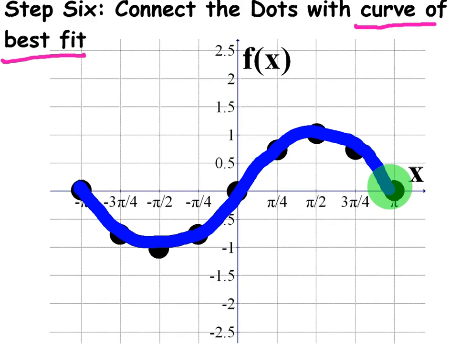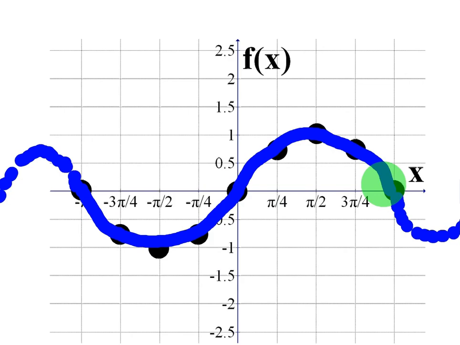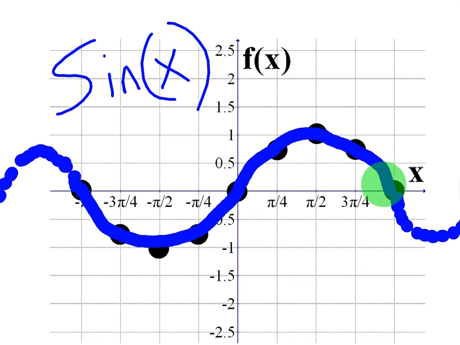That's it, folks. 7 simple steps to graphing trig functions. This is our final graph, and I will go ahead and write out what this is. This is sine of x, and it waves up and down. If you have any other questions about these 7 basic steps for graphing sine of x, let me know.